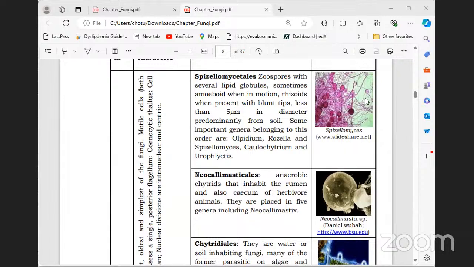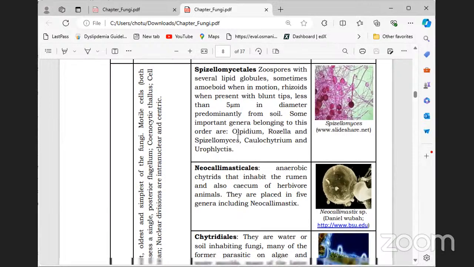Spizellomycetes. This one is a Spizellomycete. You can observe zoospores with several lipid globules, and sometimes amoeboid motion. Rhizoids are also present. The spore is a minimum of 5 nanometers in diameter, and they are predominantly found in soil. Some important genera include Olpidium, Rozella, and Callochytrium in these orders.